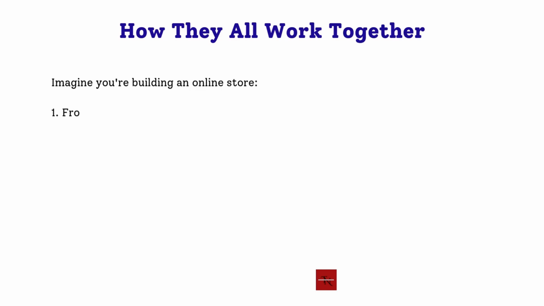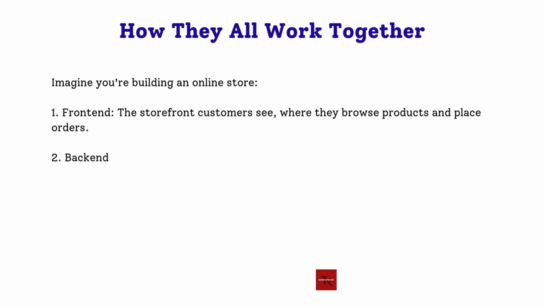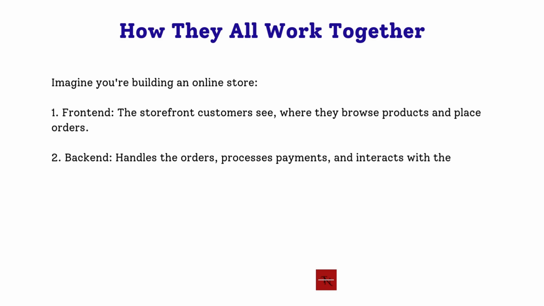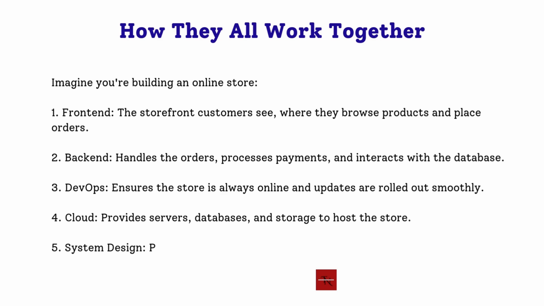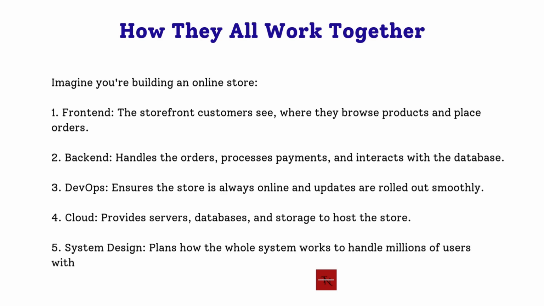The front end is the storefront customers see, where they browse products and place orders. The backend team handles the orders, processes payment, and interacts with the database. DevOps ensures the store is always online and updates are rolled out smoothly. The cloud provider provides servers, databases, and storage to host the store. Infrastructure sets up the servers, network, and security to support the store. System design plans how the whole system works to handle millions of users without crashing.